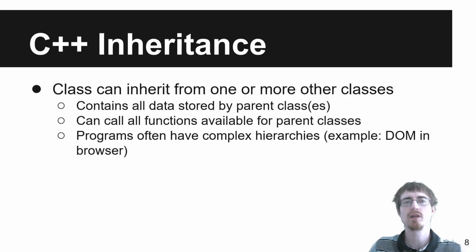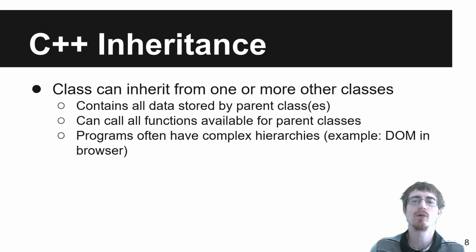I already mentioned this briefly, but C++ allows inheritance of classes. Now this means that one class can derive from one or more other classes, where deriving means that the class that derives from the other class, so the child, contains all the data stored in the parent class or classes. It also means that all the functions that can be called on the parent class can equally be called on the child class. And in practice, it turns out programs often have very complex hierarchies of classes.